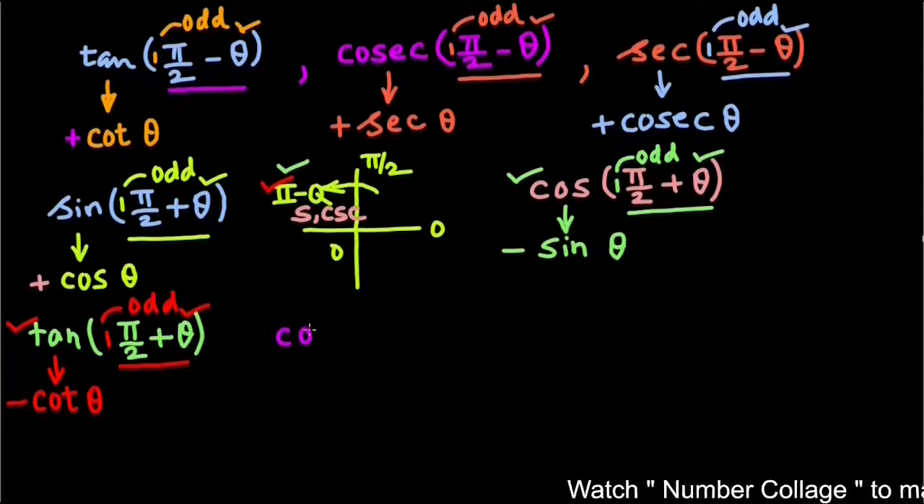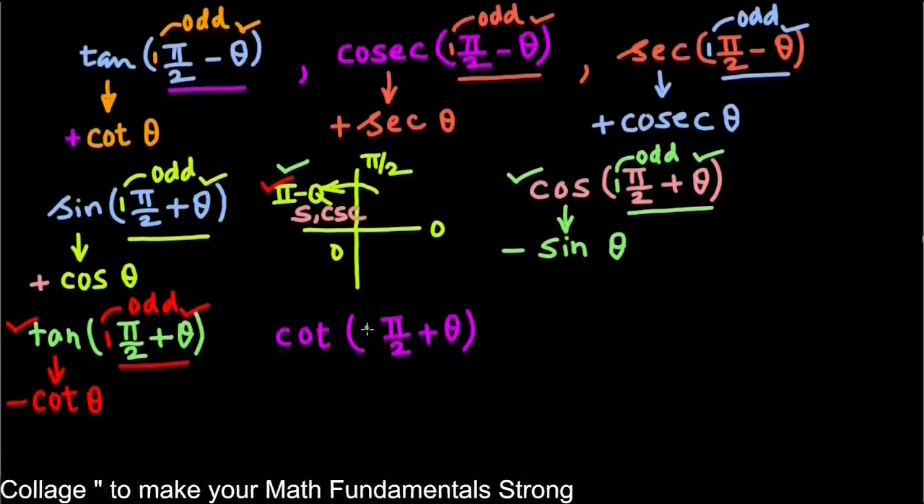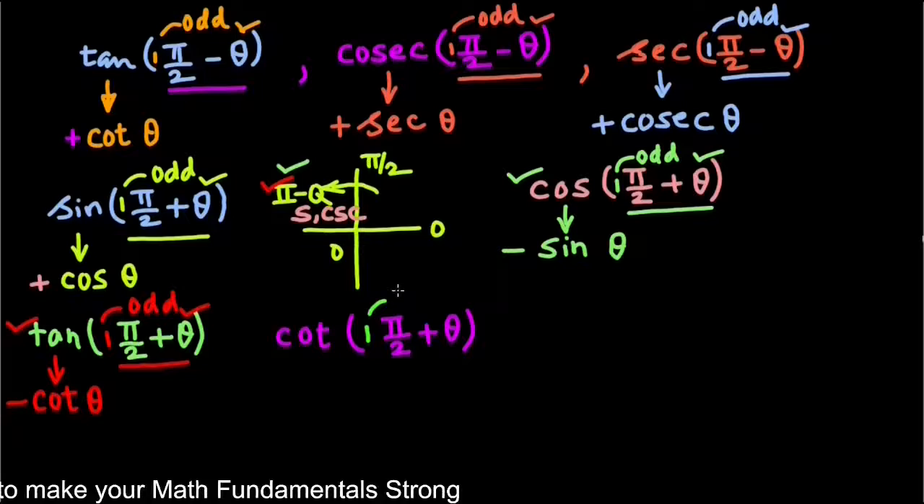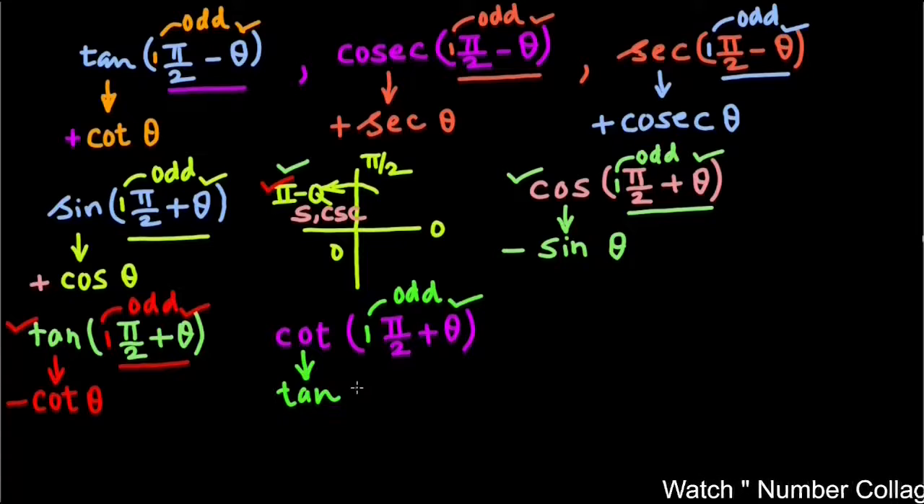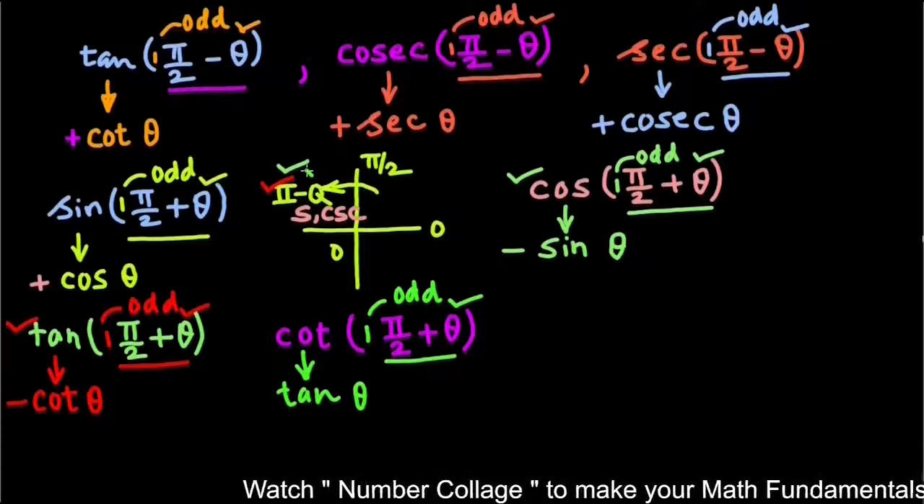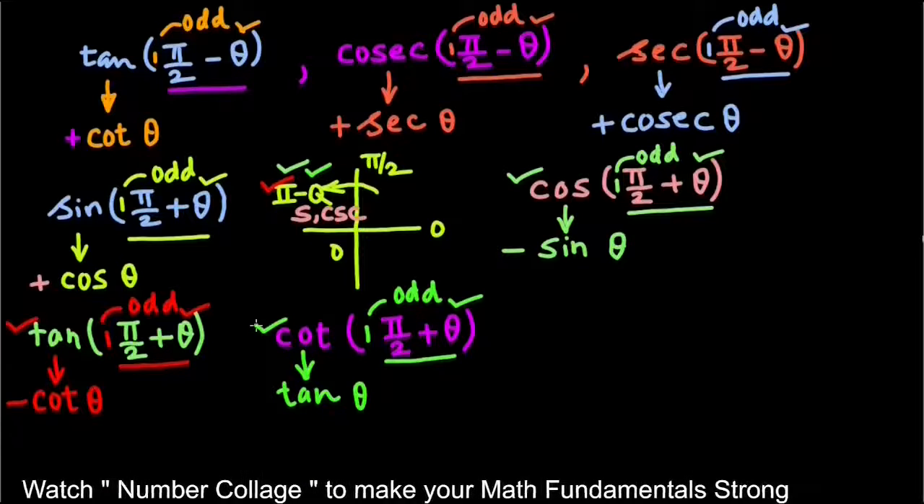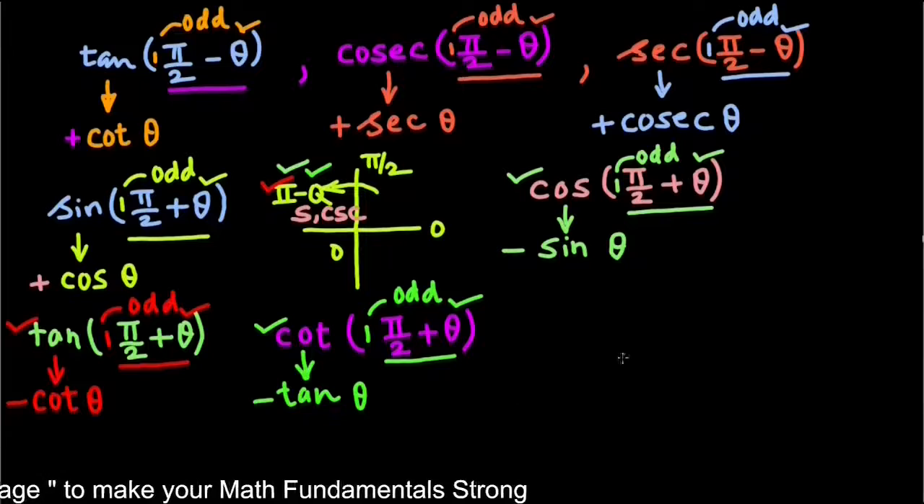Next, cot of pi by 2 plus theta. Here also the coefficient of pi by 2 is 1, which is an odd integer. Therefore this cot will change to tan of theta, and since pi by 2 plus theta lies in the second quadrant, cot in the second quadrant being negative, this will be minus tan theta.